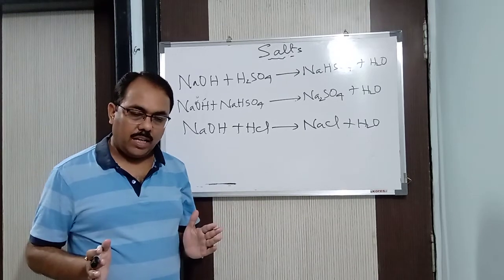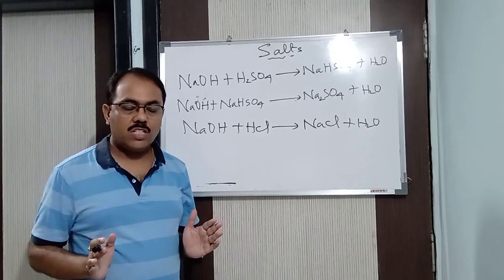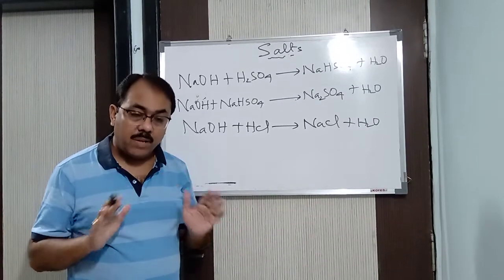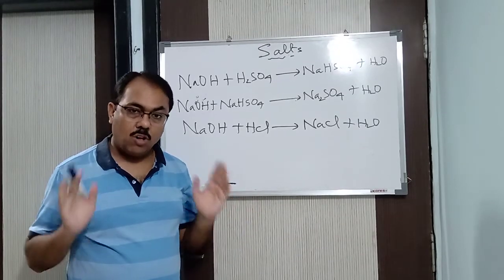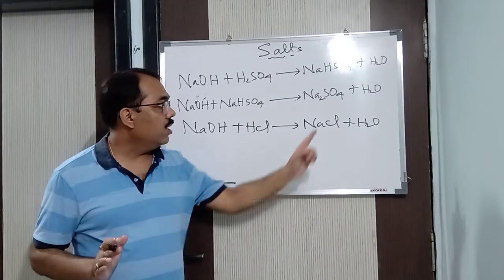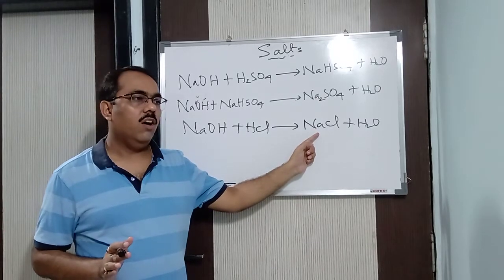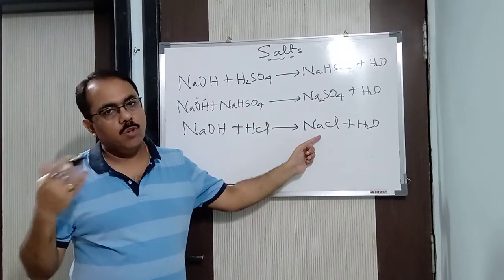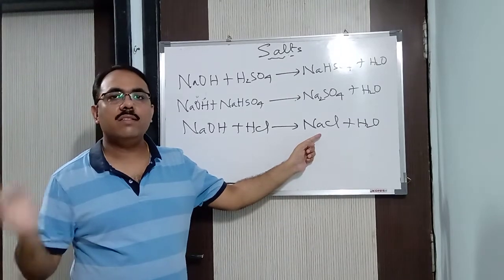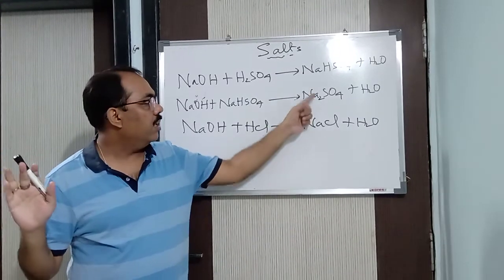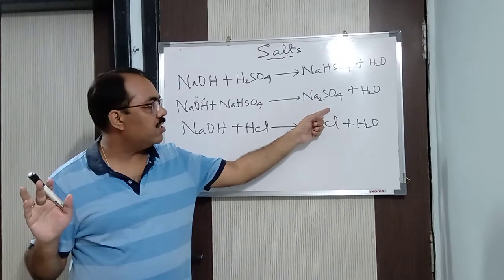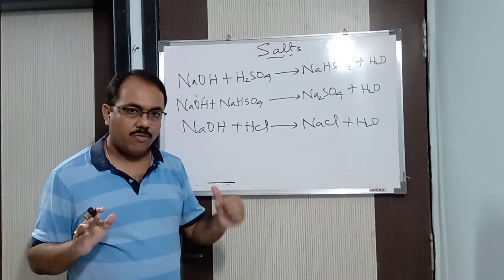Normal salt, again I say, a normal salt is a salt formed by the complete replacement of the replaceable hydrogen ion of a dibasic, monobasic or tribasic acid. When the hydrogen ion is completely replaced, it is said to be a normal salt. I think you got it. What is a normal salt?